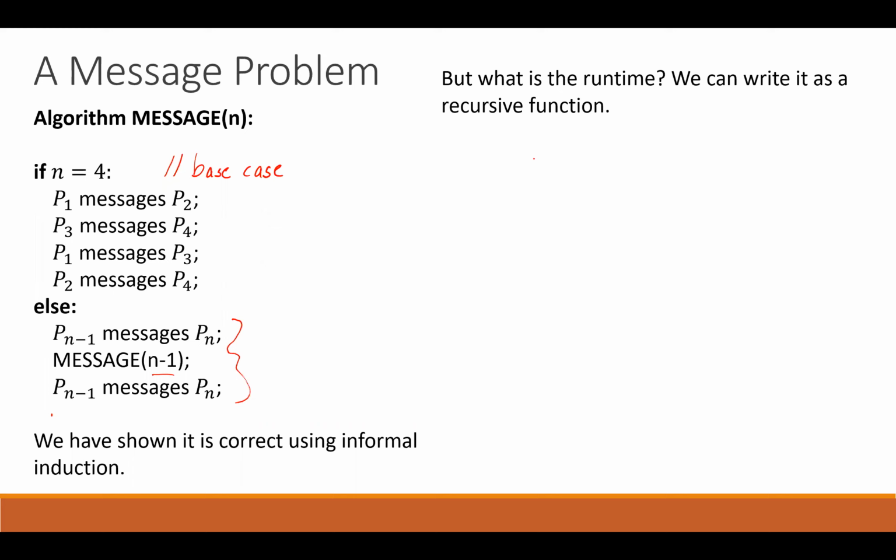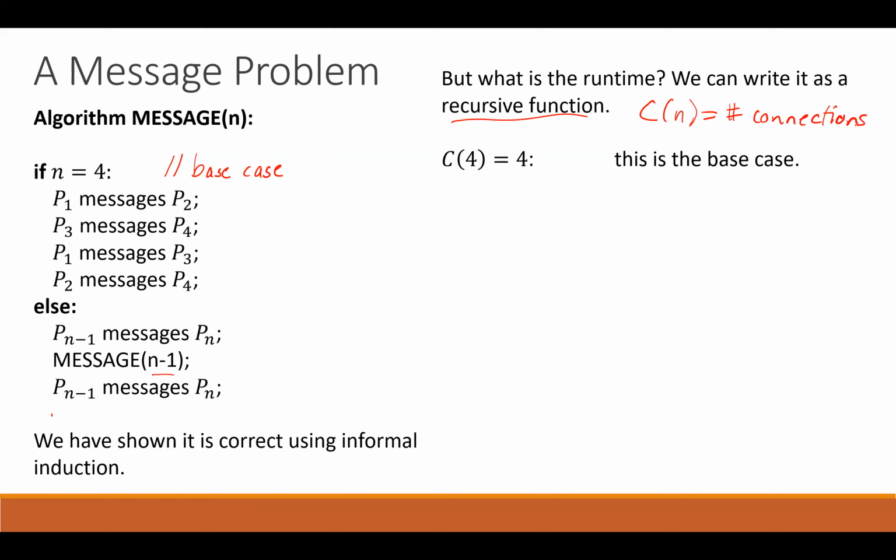All right. Okay, so the runtime, now we want to write it as a recursive function. We've looked at recursive functions before and we've solved them before. So we're just going to take our recursive function right from this pseudocode. What we want to do is say that C of n equals the number of connections that we make solving this problem for n people.